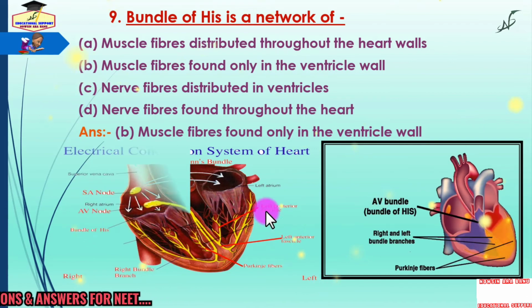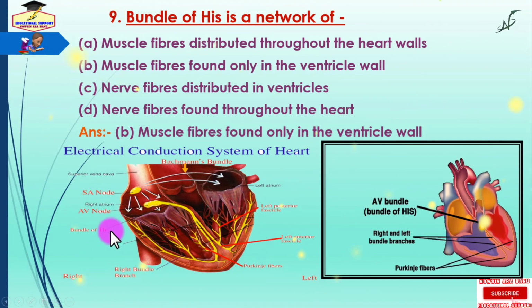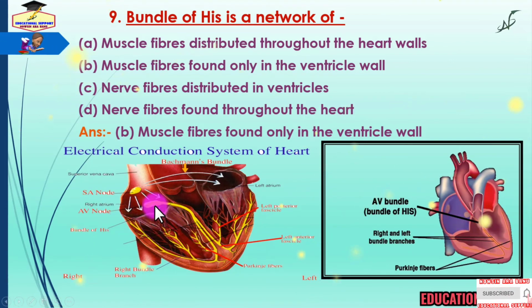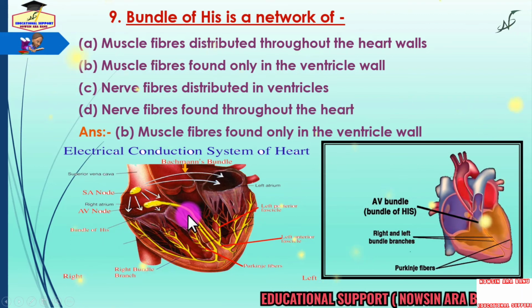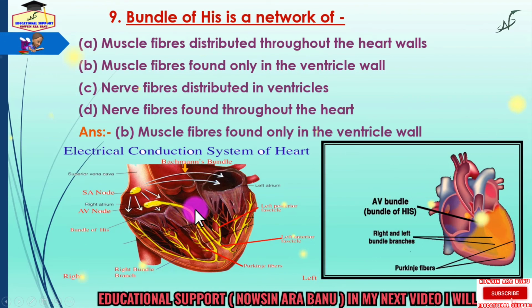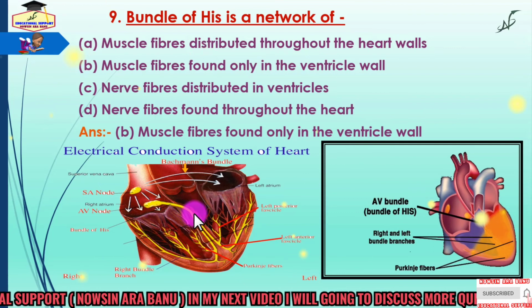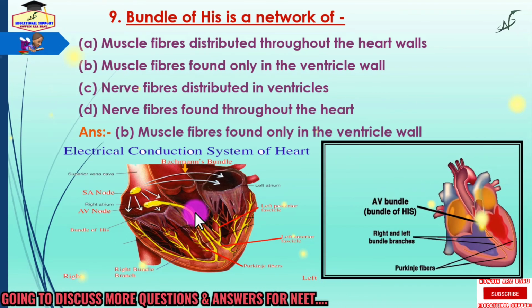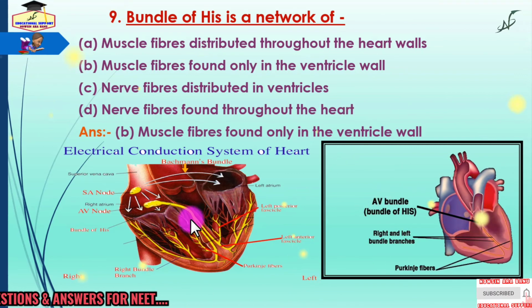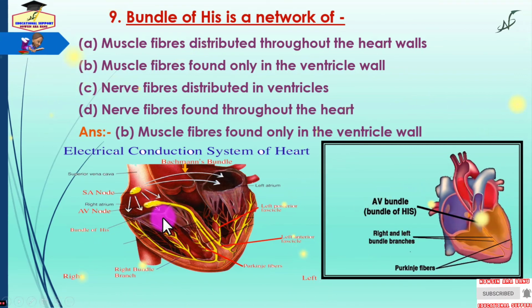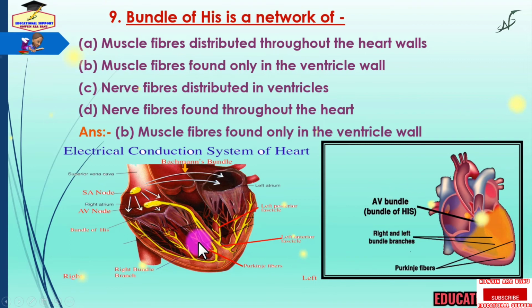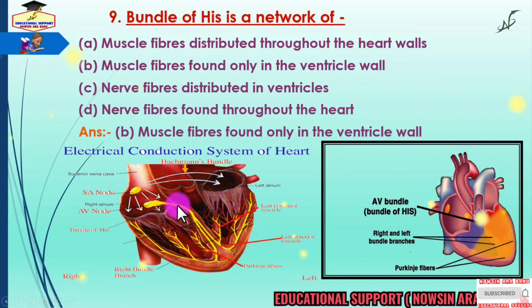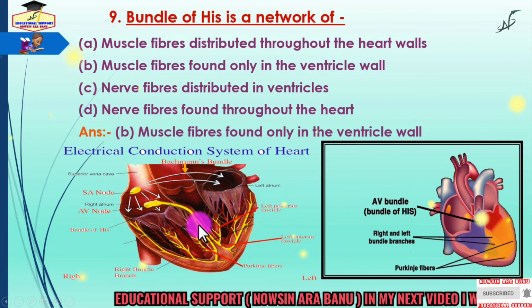Because the bundle of His is a collection of heart muscle cells specialized for electrical conduction. As part of the electrical conduction system of the heart, it transmits the electrical impulses from the AV node to the apex of the heart via the bundle branches.